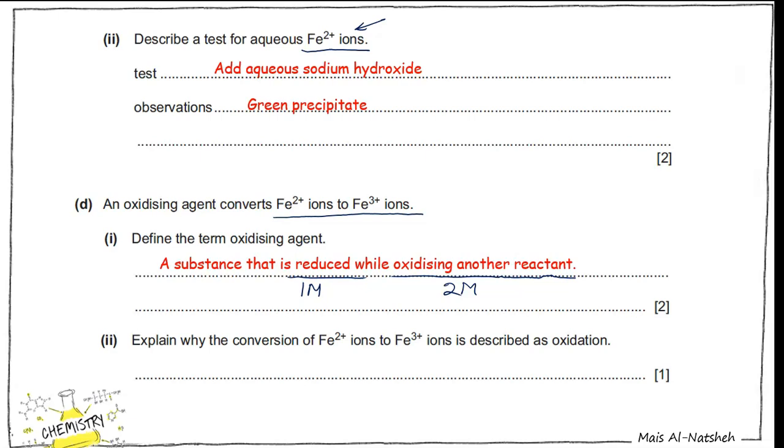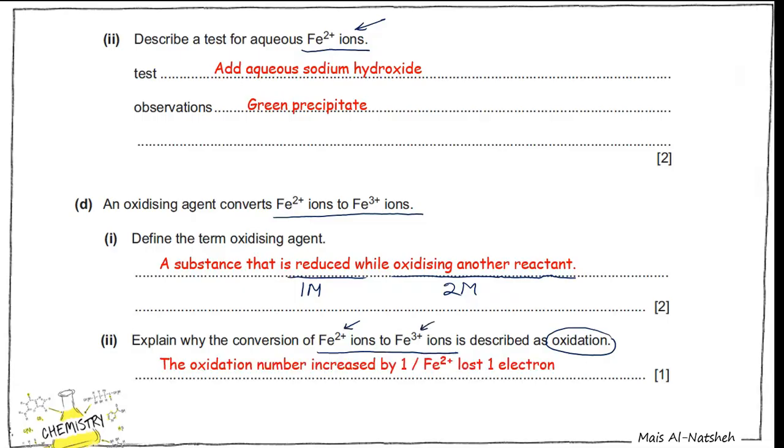Explain why the conversion of iron 2 positive ions to iron 3 positive ions is described as oxidation. Now we know that oxidation is defined as gain of oxygen or loss of electrons or increase in the oxidation number. Here we can note that the oxidation number increased from 2 positive to 3 positive. Also, we can say that iron 2 positive lost 1 electron to change the charge from 2 positive to 3 positive.